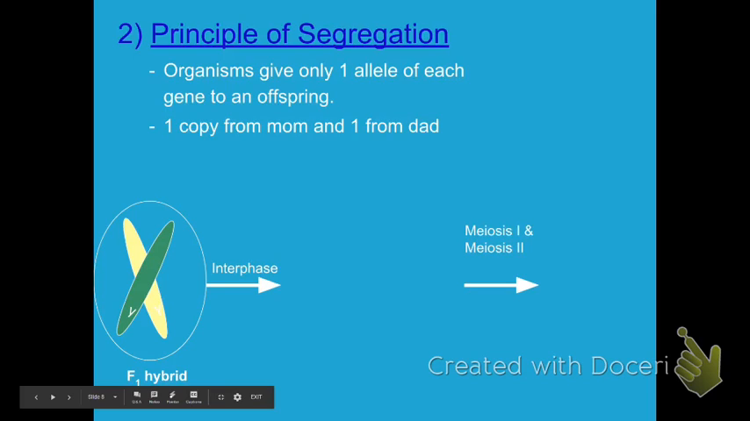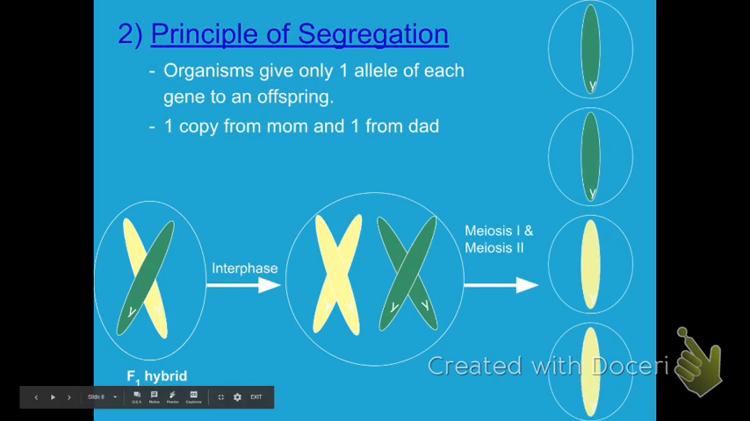So, principle of segregation. Your mom and dad gave you one allele each. So you got one copy from mom, one copy from dad. And that's because in meiosis you get haploids with only one copy, right? Instead of two copies, it's not diploid.